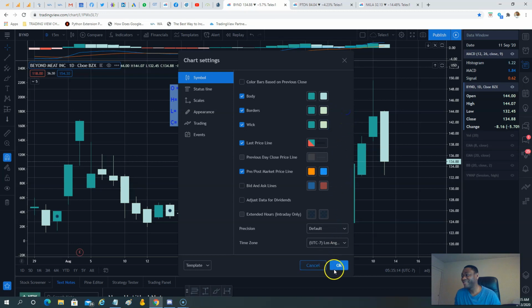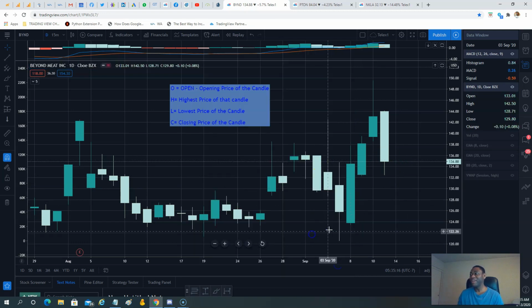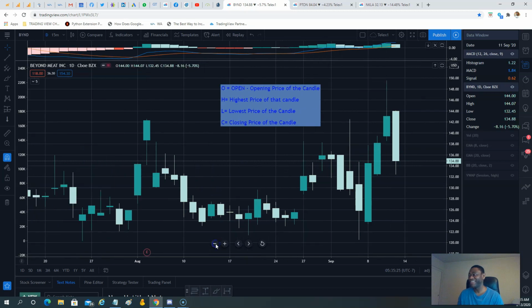All right. So if you don't like red, this is how you change the colors of your candlesticks on your candlestick chart. Isn't that great?